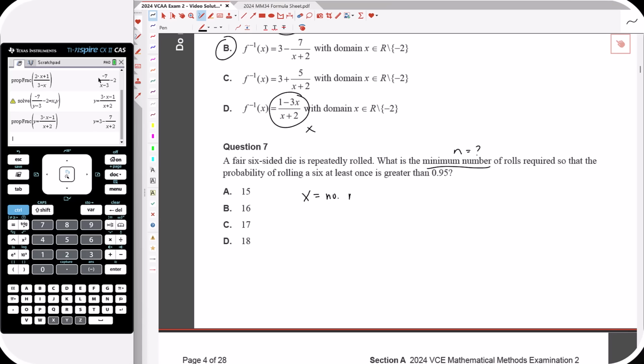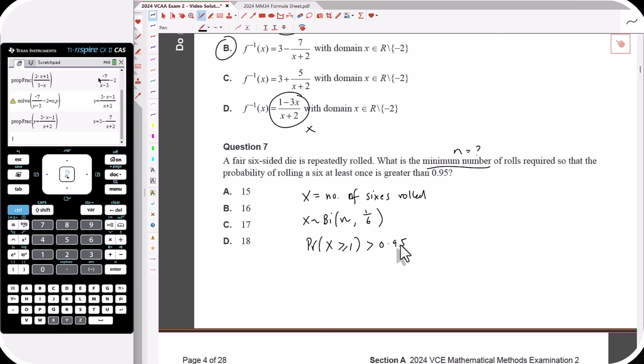So x is the number of 6s rolled. X is a binomial variable. We don't know n. That's the thing we're trying to find. We do know the probability of rolling a 6 is 1/6. And we want the probability of rolling a 6 at least once. So probability of x being greater than or equal to 1 has to be greater than 0.95.